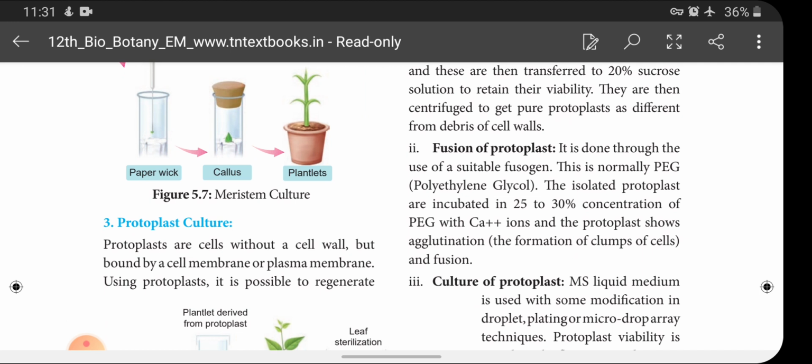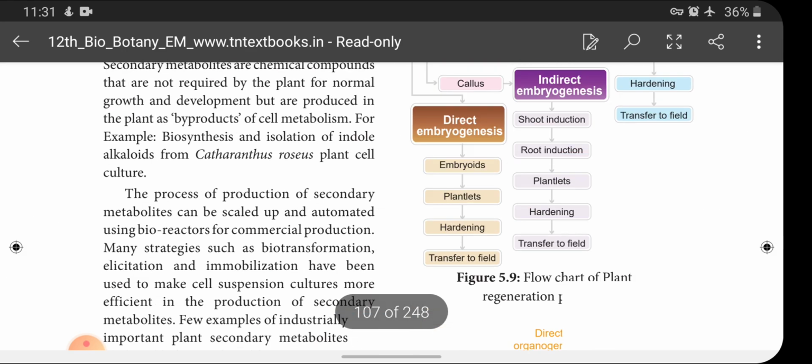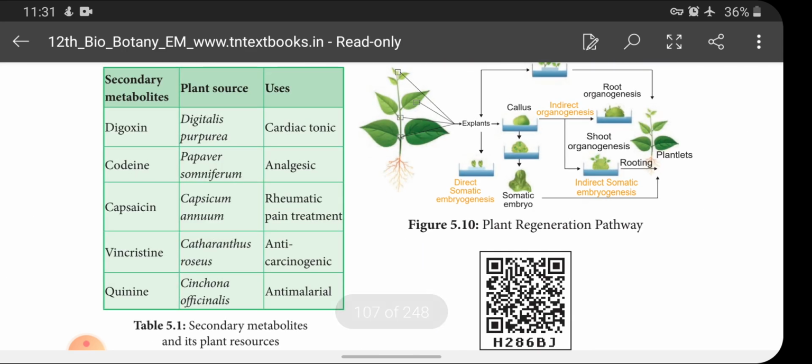Fusion of protoplast is done through a suitable fusogen. Which one acts as a fusogen? Polyethylene glycol mostly acts as a fusogen.